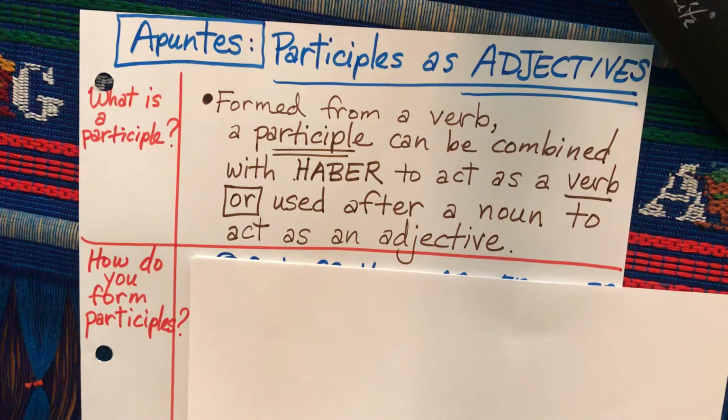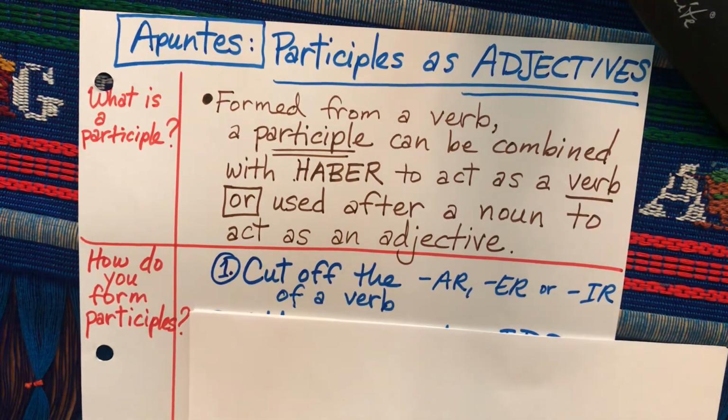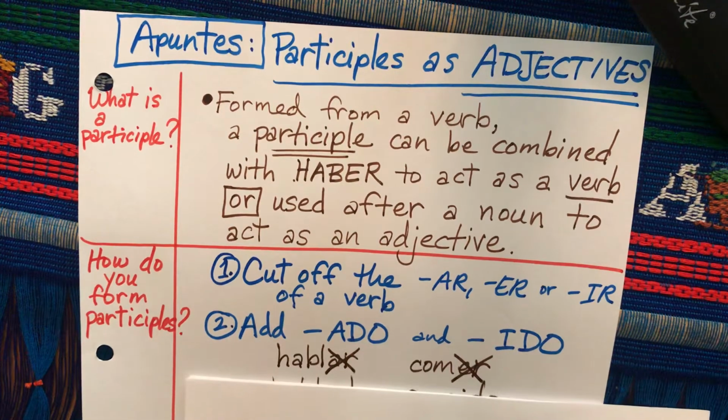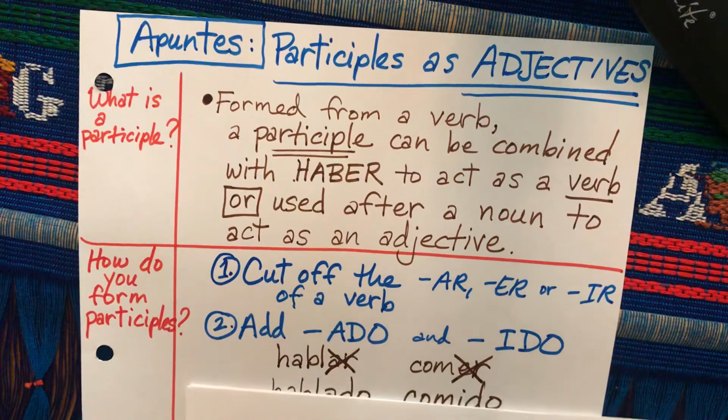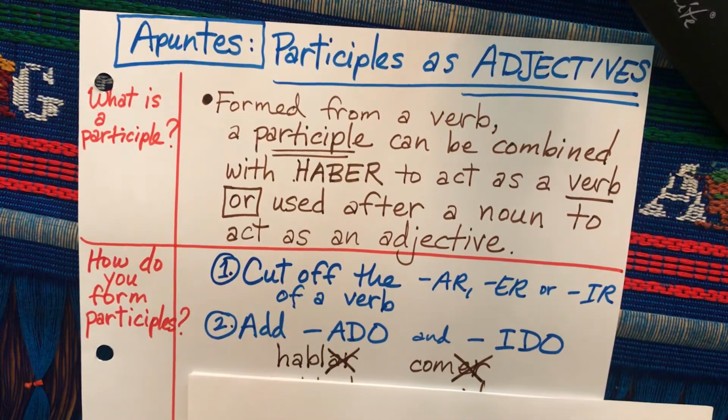That's our next question. How do you form participles? You're going to cut off the AR, ER, or IR of a verb. Then you're going to add either ado or ido. If it's an AR verb, it gets ado. If it's an ER or IR verb, could be vivir as well, cutting off the IR, you're going to add IDO.